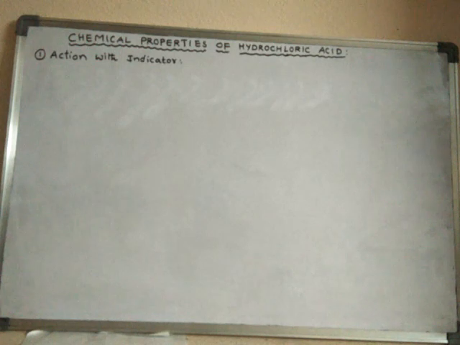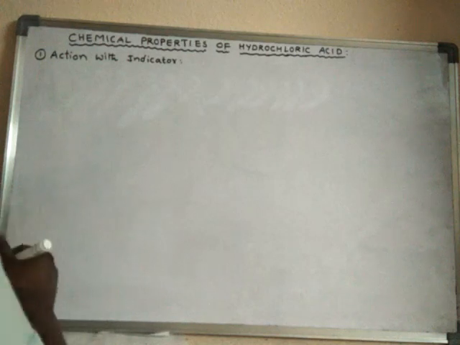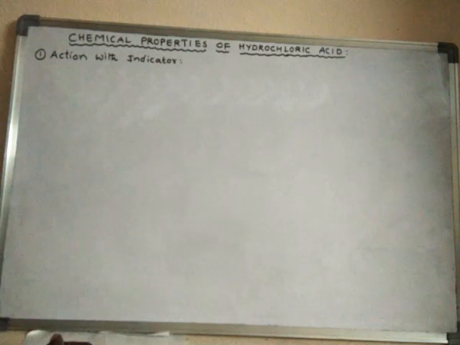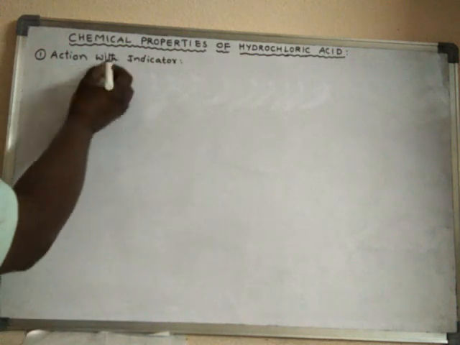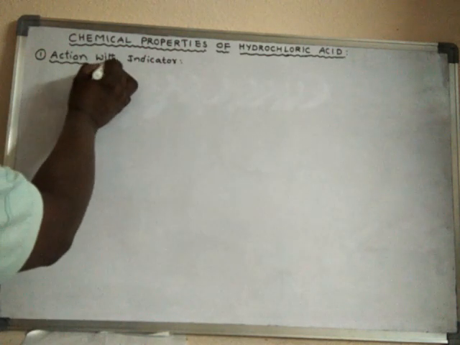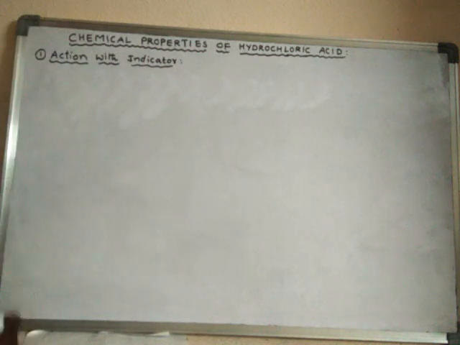So in this video we will learn about the chemical properties of hydrochloric acid. The different chemical properties of hydrochloric acid are, first of all, action with indicator.